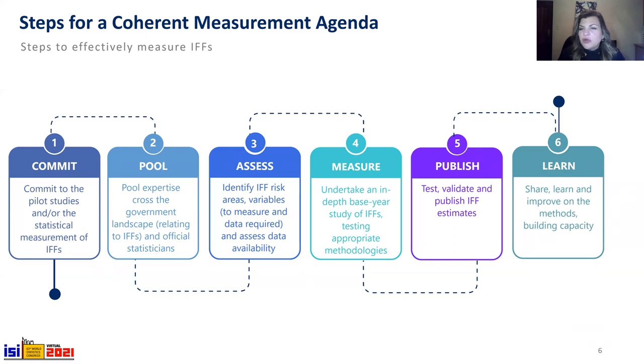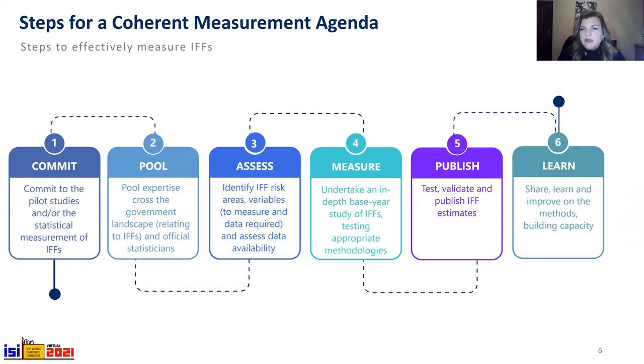And then finally, only embark on the measurement process, where you want to take an in-depth base year study of measuring illicit financial flows, testing the various appropriate methodologies. As Boyan had mentioned, it isn't a requirement to try and do as many methodologies as possible, but rather to try one or two that are most relevant.